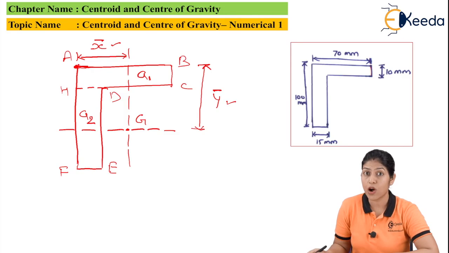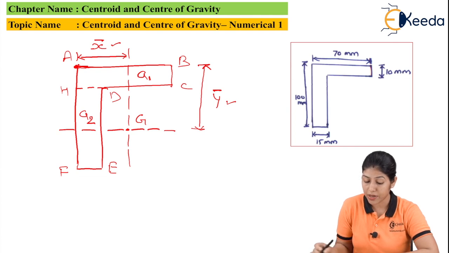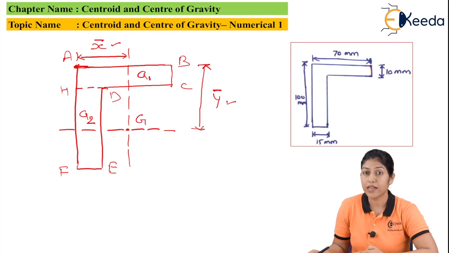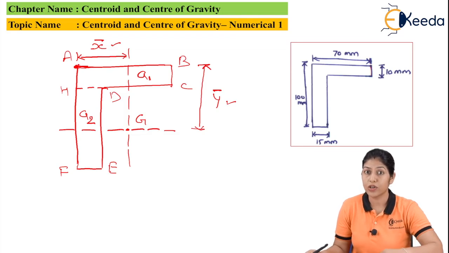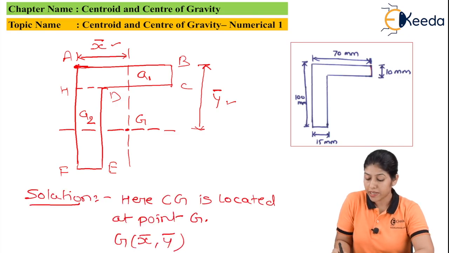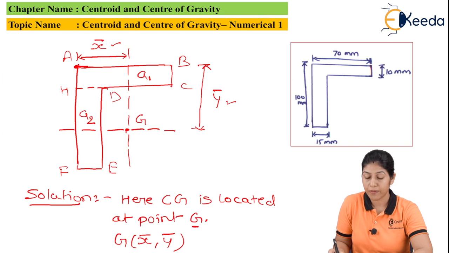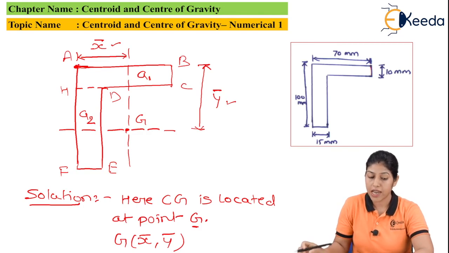So we will find out the position of centroid for these particular laminas, and then we will find out the common centroid for this particular L-shaped lamina. So let's start the solution. Here we are taking the position of point G at x bar and y bar. This G is considered as the centroid of this lamina.